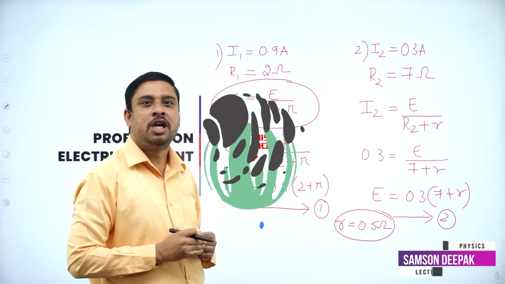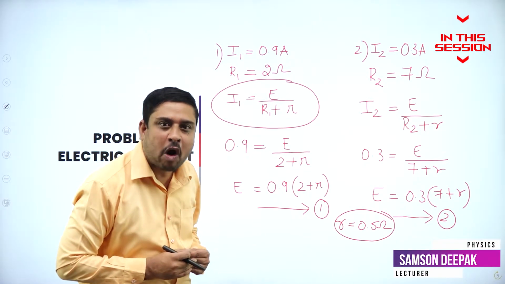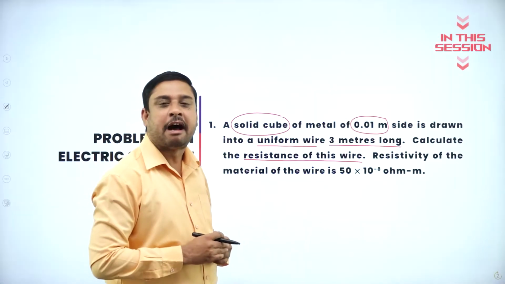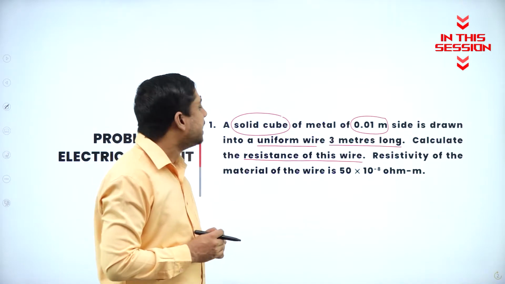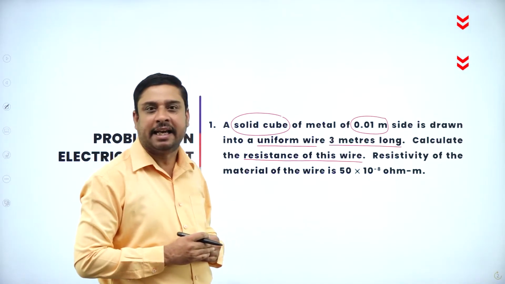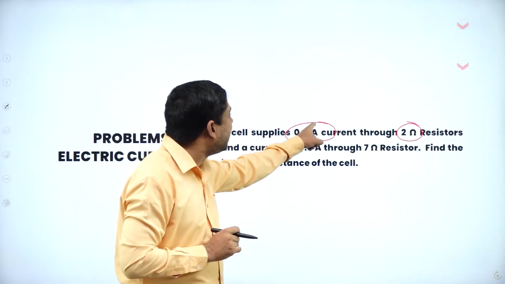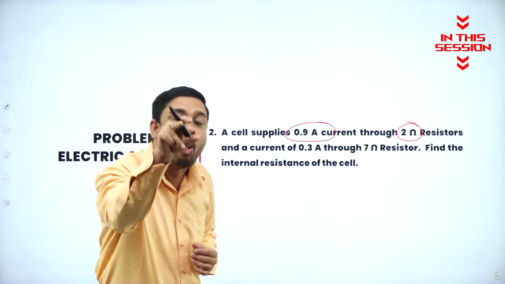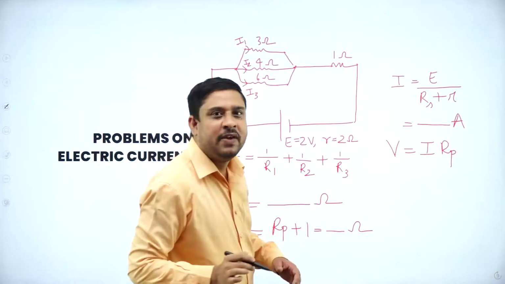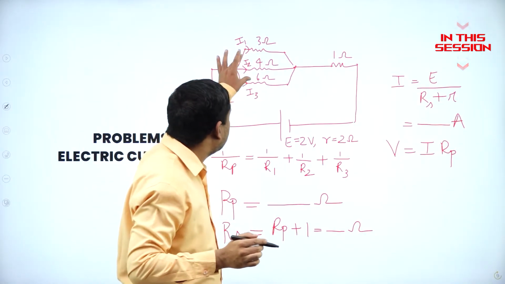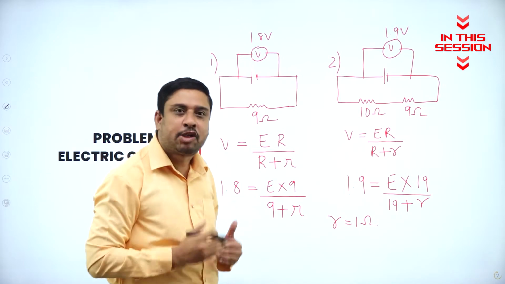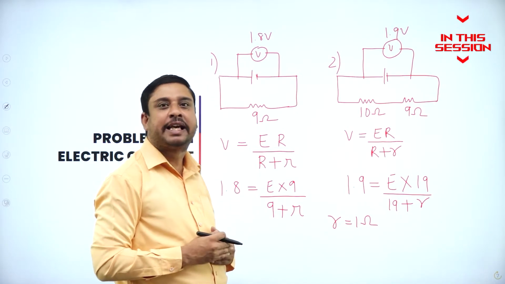The threshold of solving this problem lay only in this expression. We are asked to calculate the resistance of the wire, 0.9 ampere current when a 2 ohm resistor is used. V is I into R. Across the parallel, V is I into R_P. Please do the simplification. Take your calculators. Do the simplification.